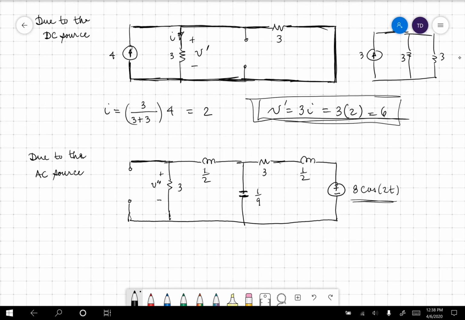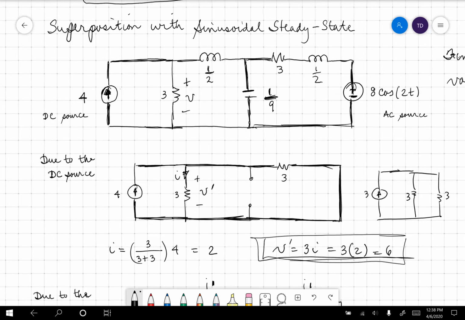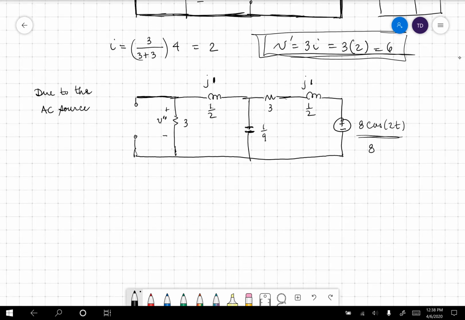Convert everything to the phasor model. Outstanding. We'll go to phasor world. Here we go. 8, cosine reference I just chose. This is J1/2 times 2, which is J1. Is that correct? J1. This is J1/2 times 2. J1. Let me just go back up here. Yep. Okay.